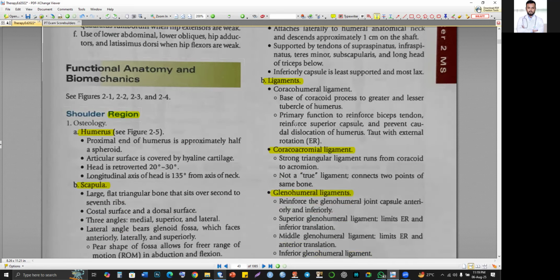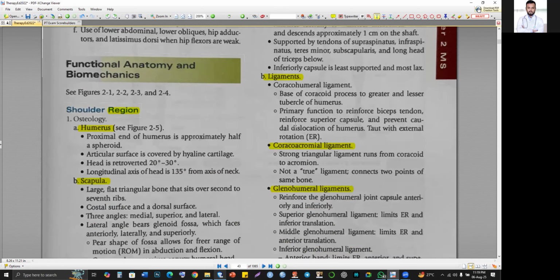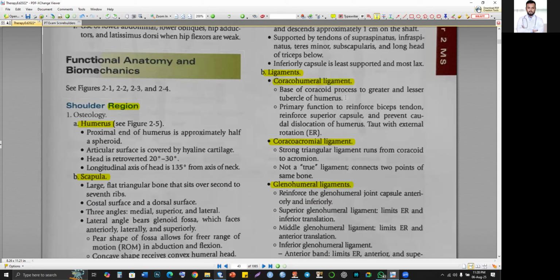In the ligaments, they talk about the coracohumeral ligament, from the base of the coracoid process to the greater and lesser tubercle of the humerus. So this is the coracohumeral ligament, from the base of the coracoid process to the greater and lesser tubercle of the humerus. Then the primary function of the coracohumeral ligament. You can see coraco, right? It starts from the base of the coracoid process to the greater or lesser tubercle of the humerus.